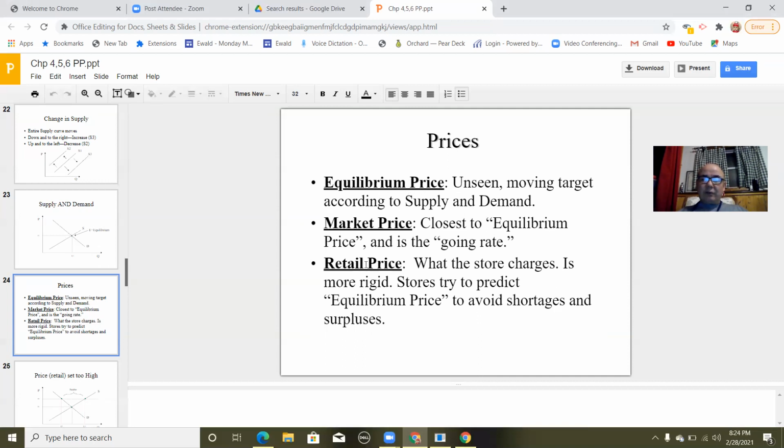So on the step toward creating a retail price, there are these things called market prices. And market prices are very close to equilibrium. It's kind of the going rate. And so it's something that might change on maybe a day-to-day basis.